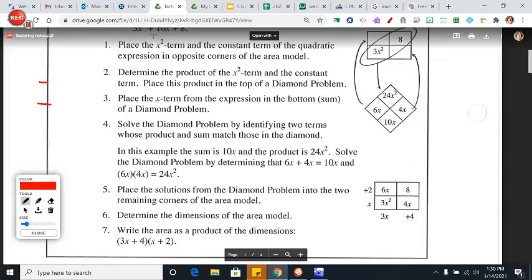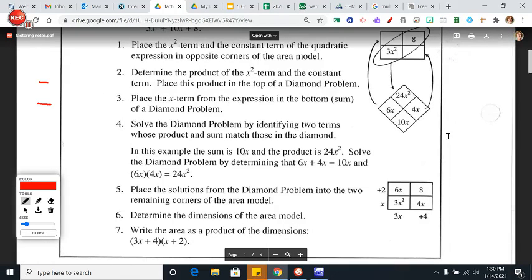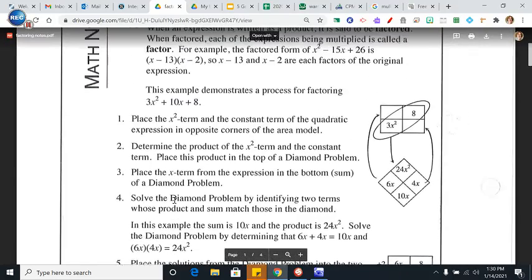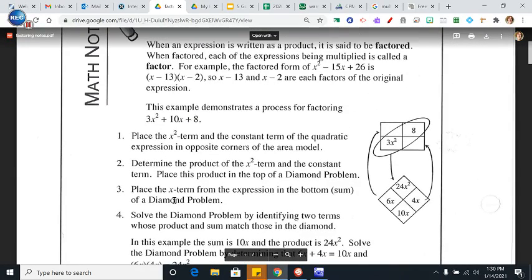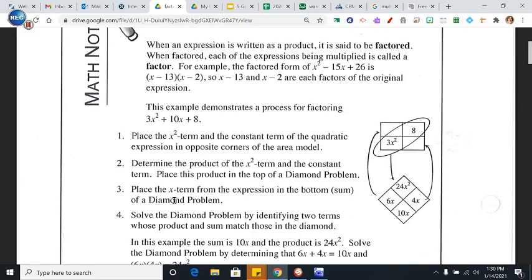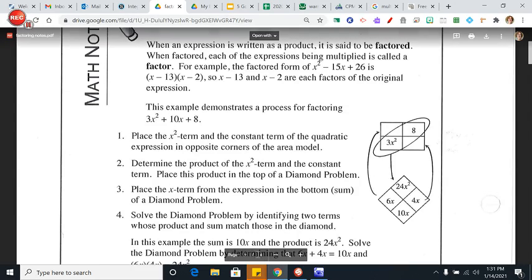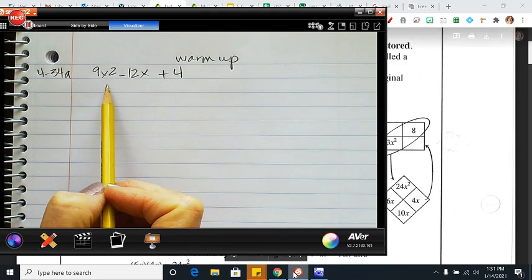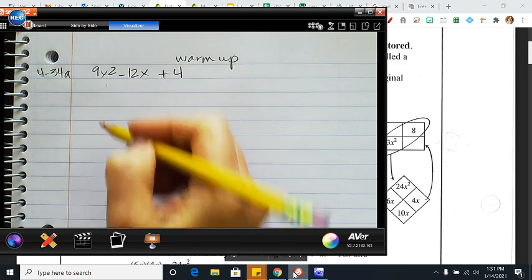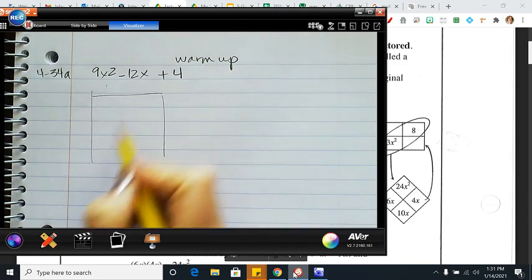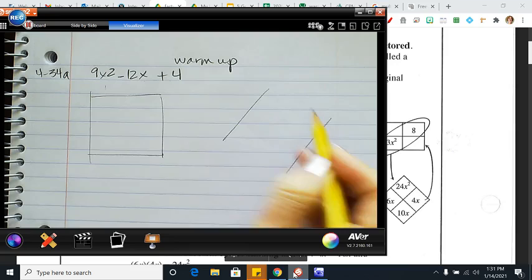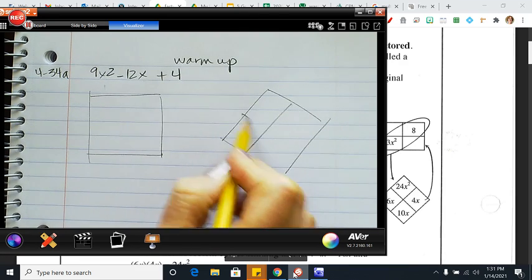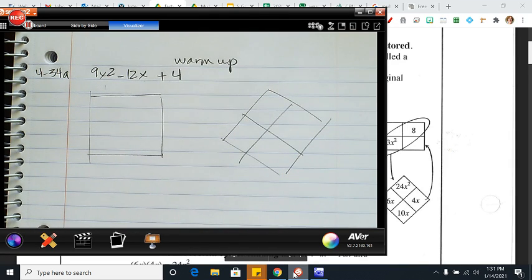So if you open that up, you will see the steps for doing this, and I would like you for the warm-up to follow those steps as best you can and type it into the Desmos screen, the first screen for the warm-up. Okay, so the problem is 9x squared minus 12x plus 4, so you want to go ahead and set up your area model, your diamond, and try doing that for the warm-up.